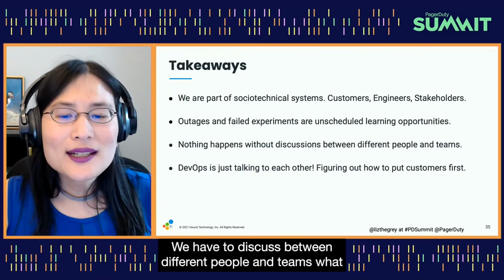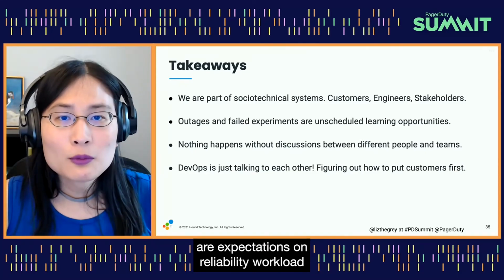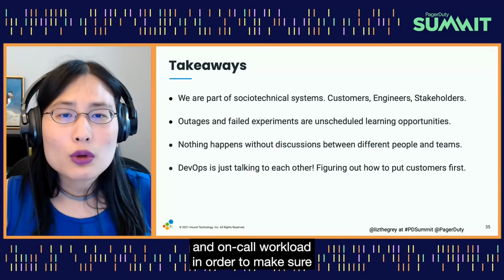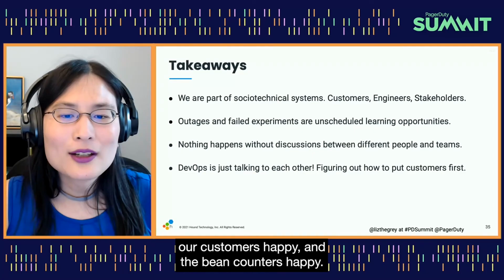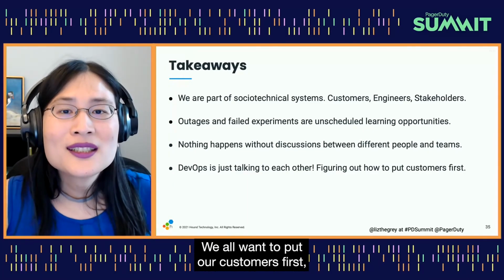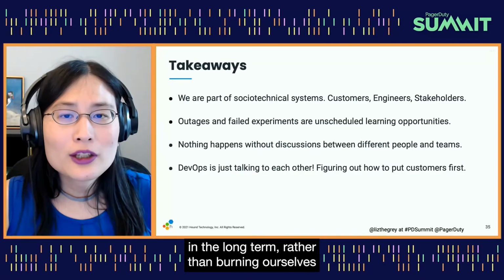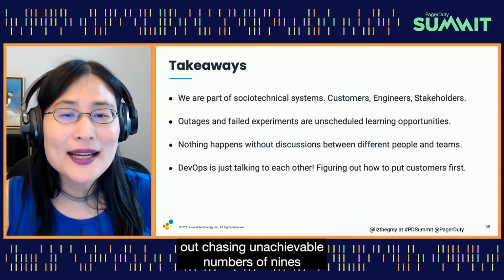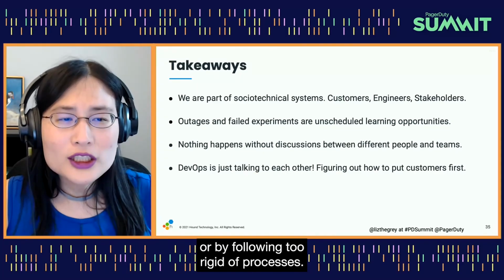We have to discuss between different people and teams what our expectations are on reliability workload and on-call workload in order to make sure that we're balancing keeping our teams healthy, our customers happy, and the bean counters happy. DevOps is just talking to each other. We all want to put our customers first, so let's figure out how to make that happen sustainably in the long term, rather than burning ourselves out chasing unachievable numbers of nines, or by following too rigid of processes.